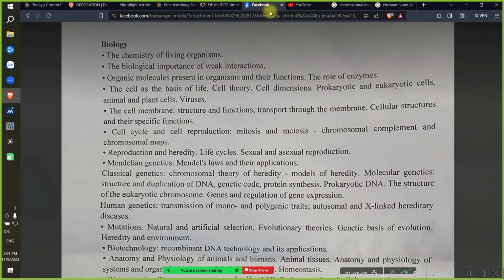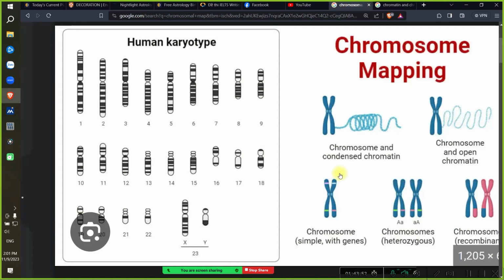You understand what I mean, right? Yeah. Okay, so back to chromosomal map. What can you say about it? We're done with this one, I think.